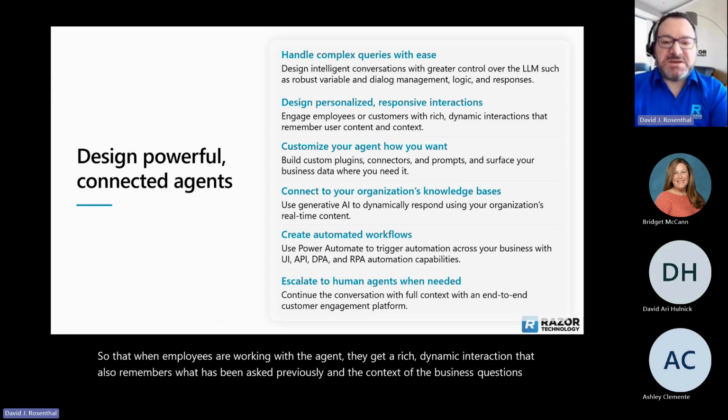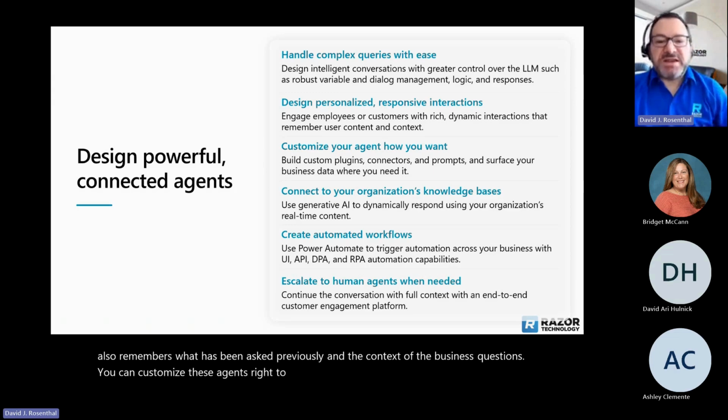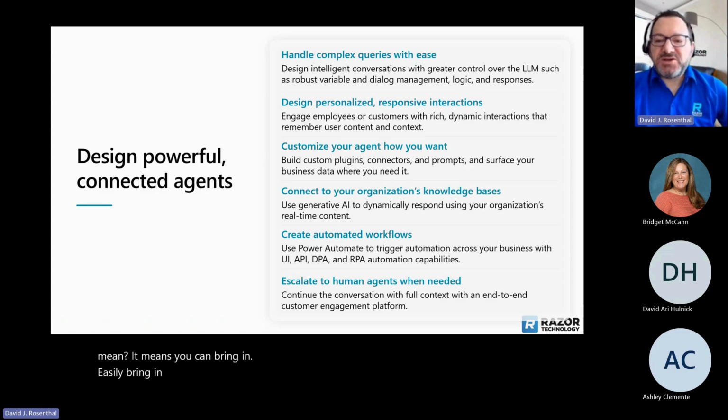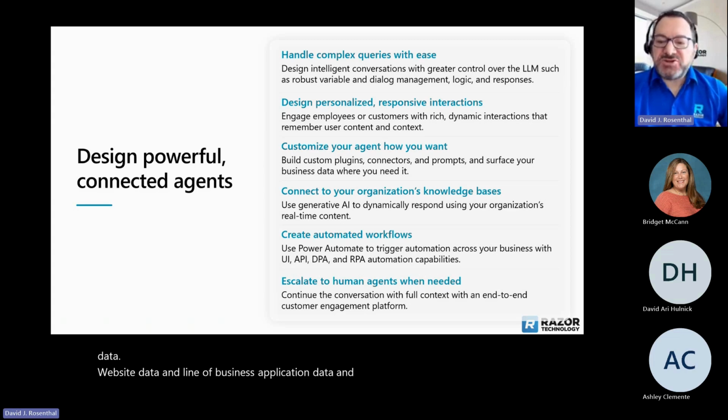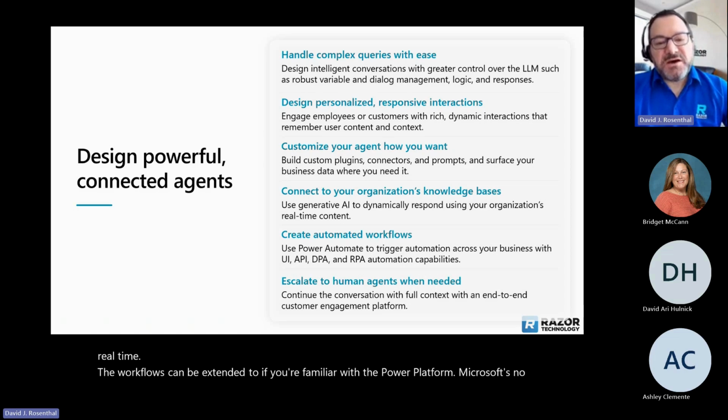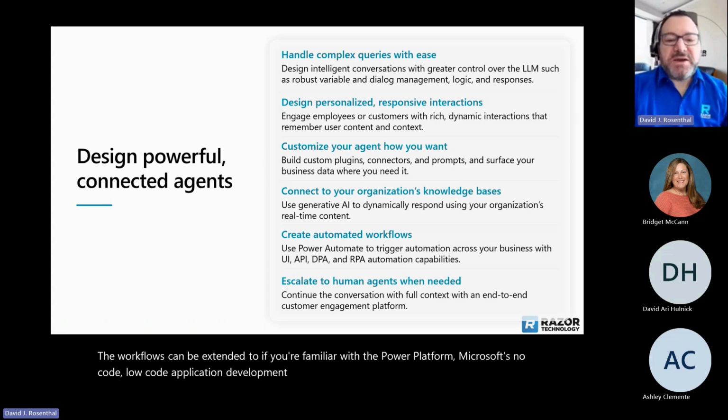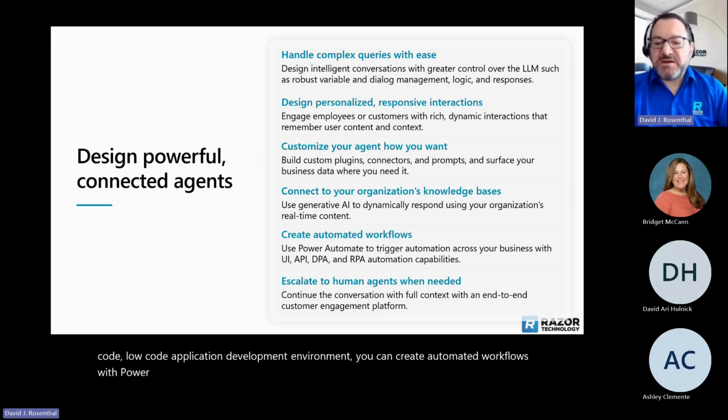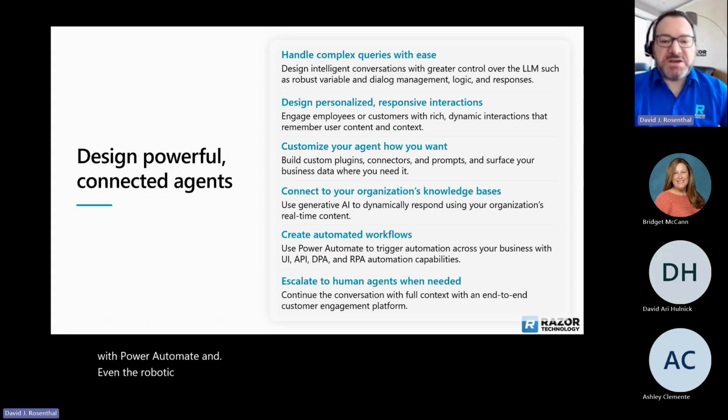You can customize these agents, right, with plugins and connectors. What does that mean? It means you can easily bring in applications, third-party applications, connectors to data, whether it's research data, website data, or line of business application data. And the agent can dynamically respond in real time. The workflows can be extended to, if you're familiar with the Power Platform, Microsoft's no-code, low-code application development environment, you can create automated workflows with Power Automate. And even with robotic process automation capabilities, that's where the autonomous agent capabilities come into place.